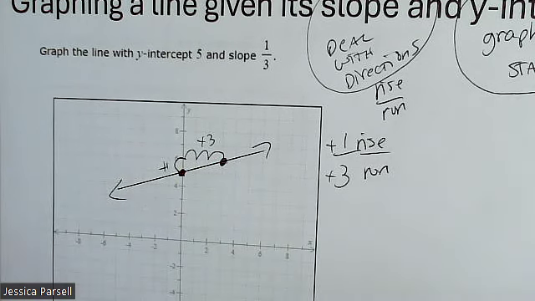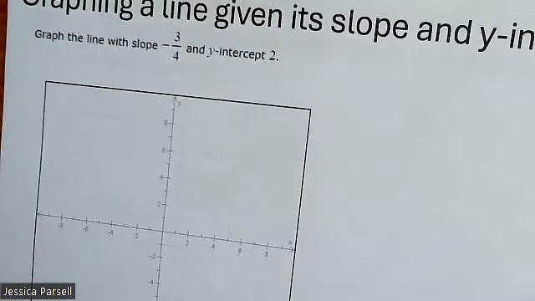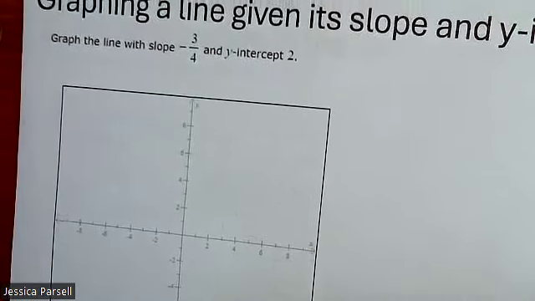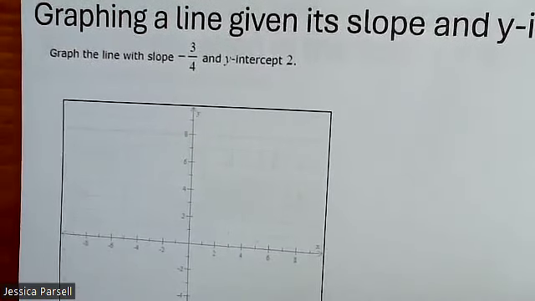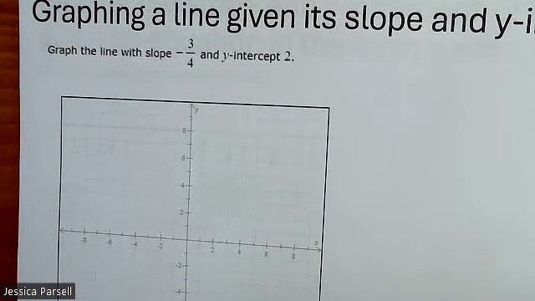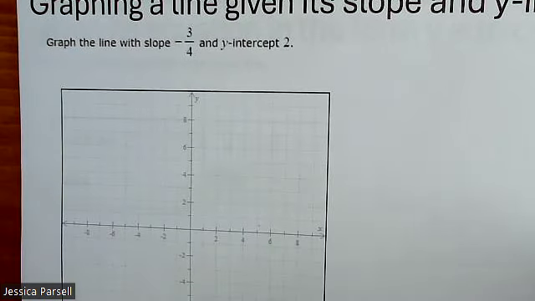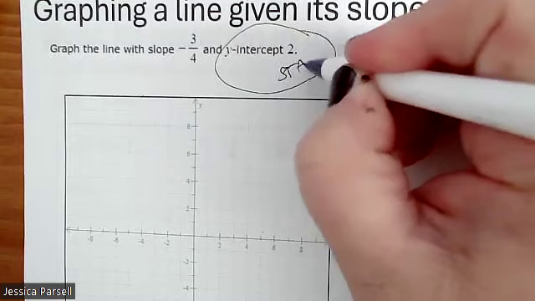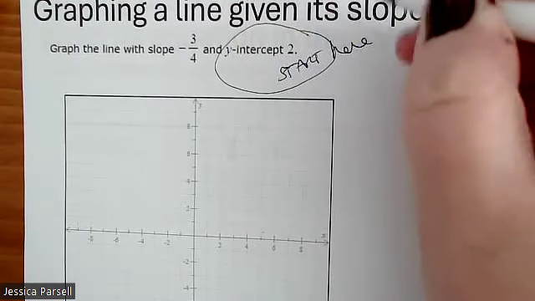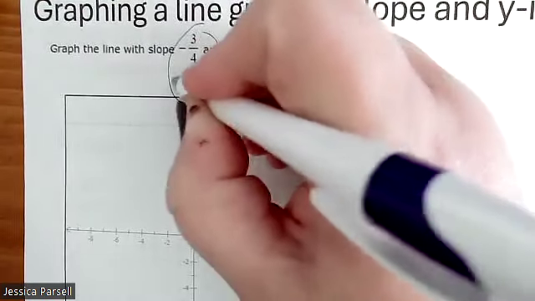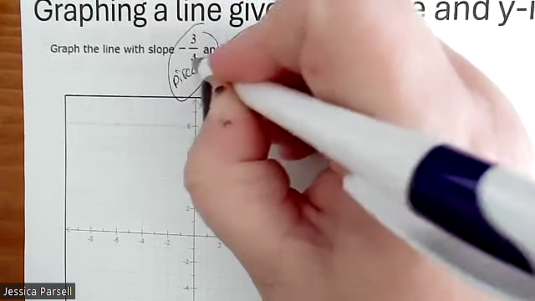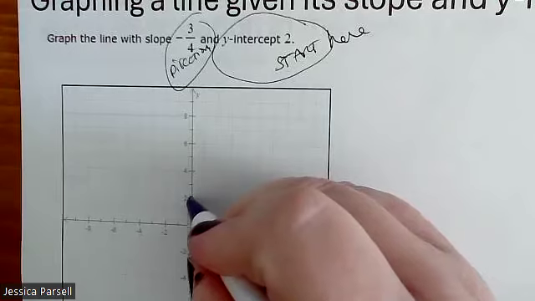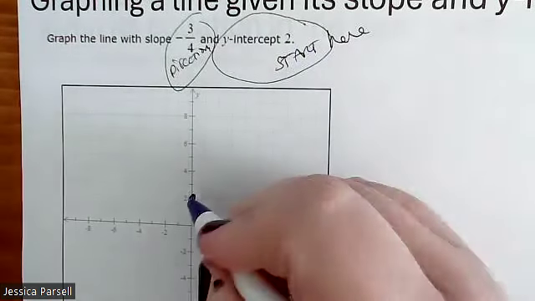Let's try another one. This one says, graph the line with the slope of -3/4, and it crosses the y-axis at 2. Okay. Where are you going to start? Right here. And then this is going to be second. This is your directions. Okay, so we're going to start at the y-axis at 2, right there.